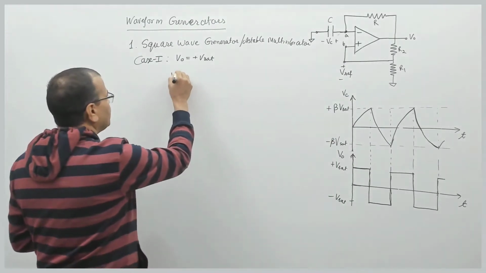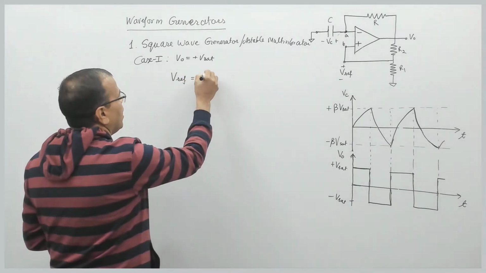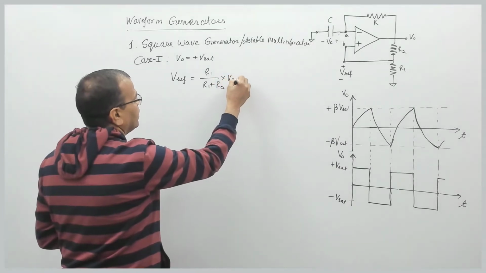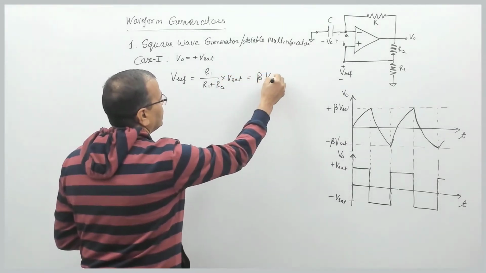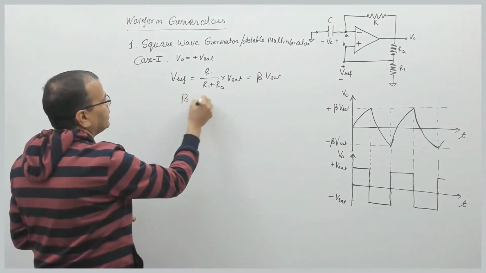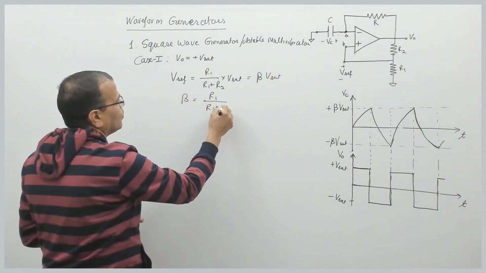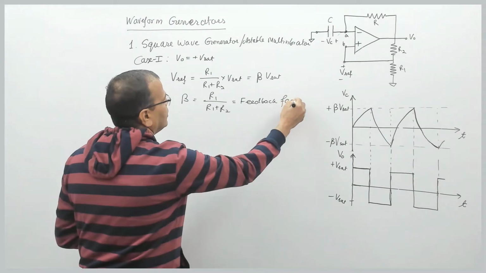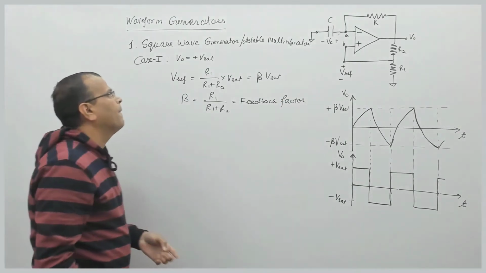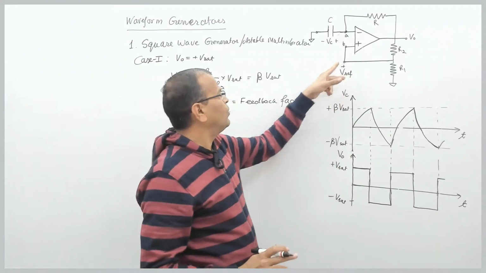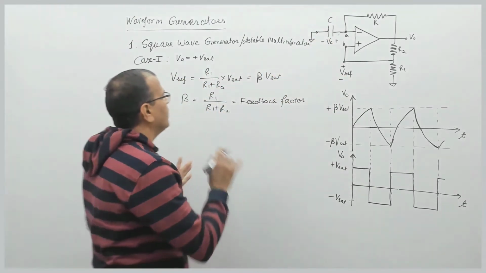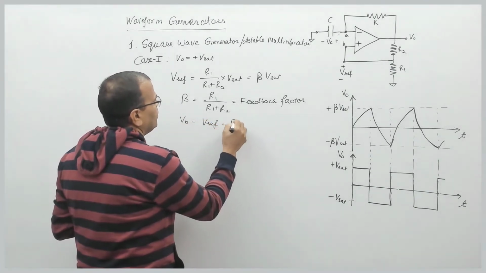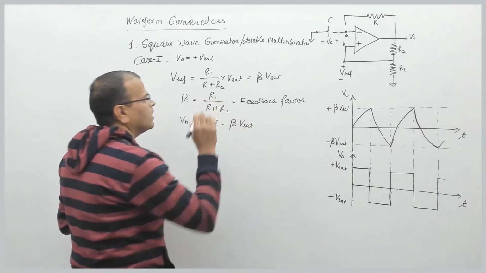the reference voltage here will be R1 divided by R1 plus R2 multiplied by plus Vsat, and that is beta into plus Vsat. What is that beta? Beta is nothing but R1 by R1 plus R2, and that is called the feedback factor, right? So this is your feedback factor. Fine. So the reference voltage, the voltage at node B, is Vref, and that is equal to beta into plus Vsat. That's the voltage I have.